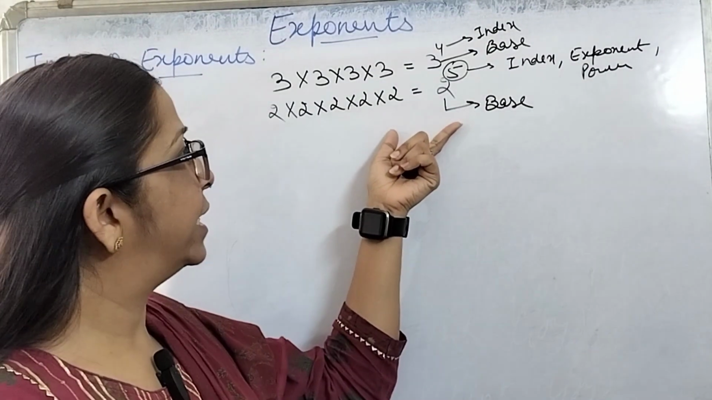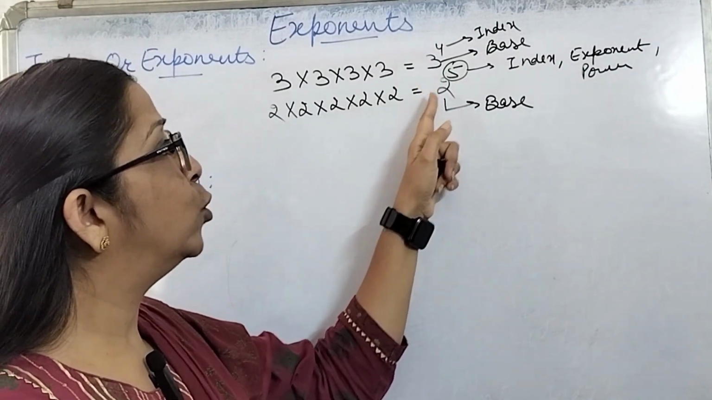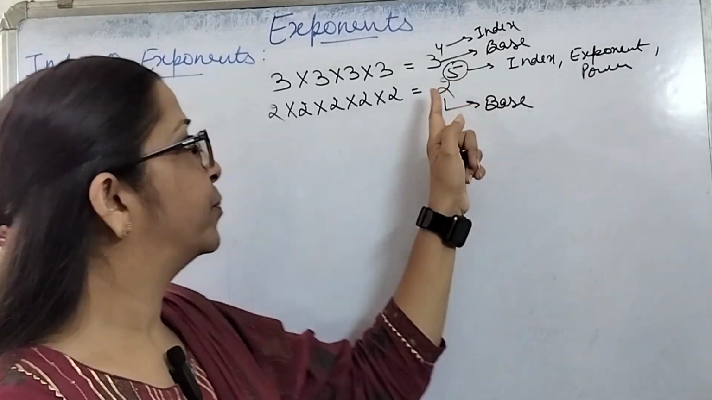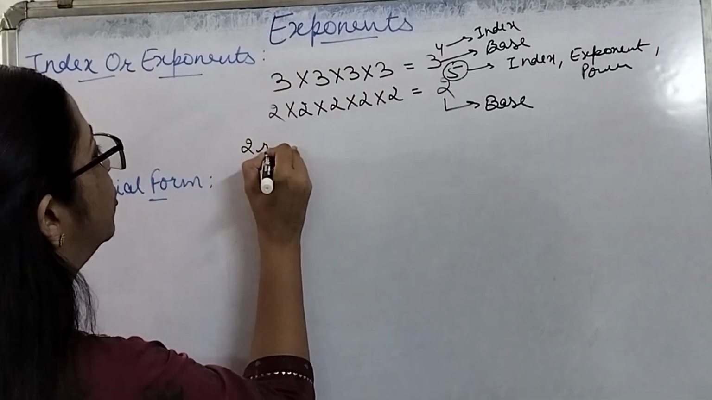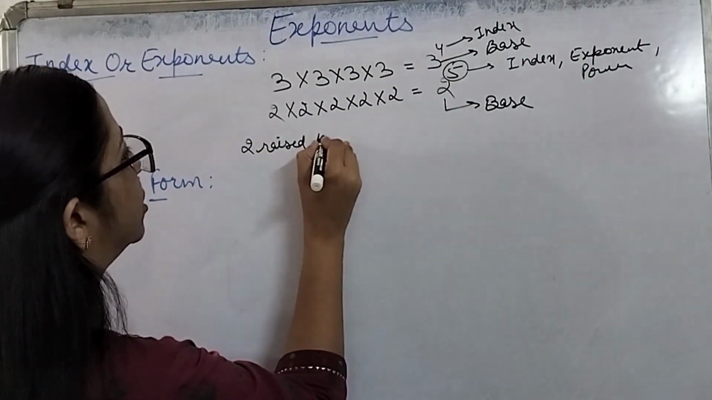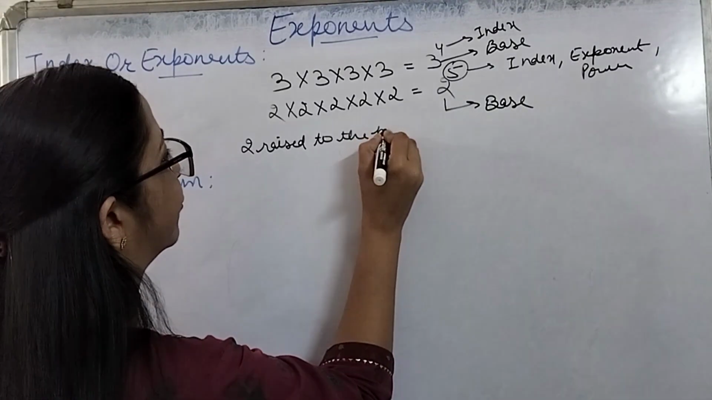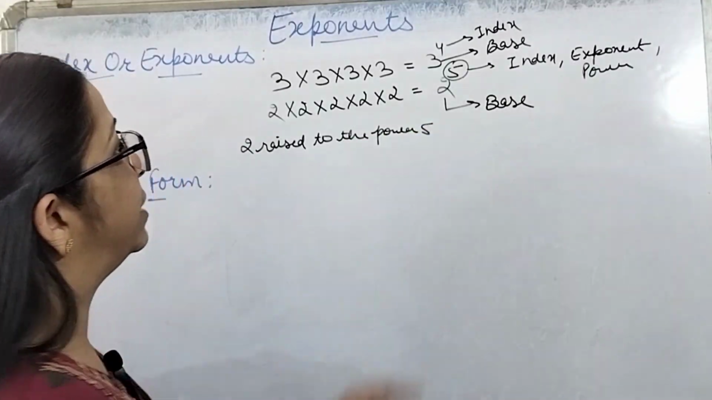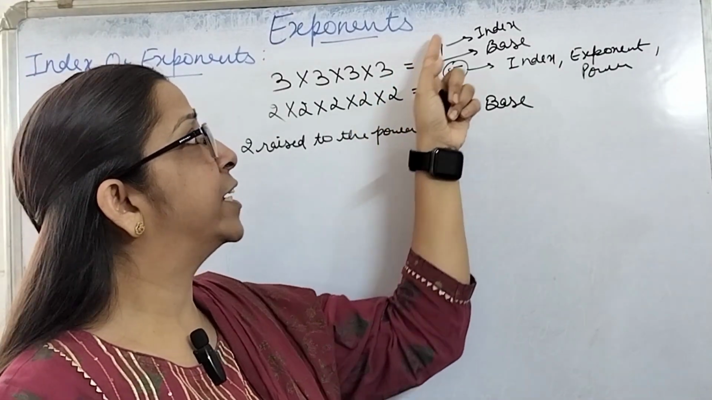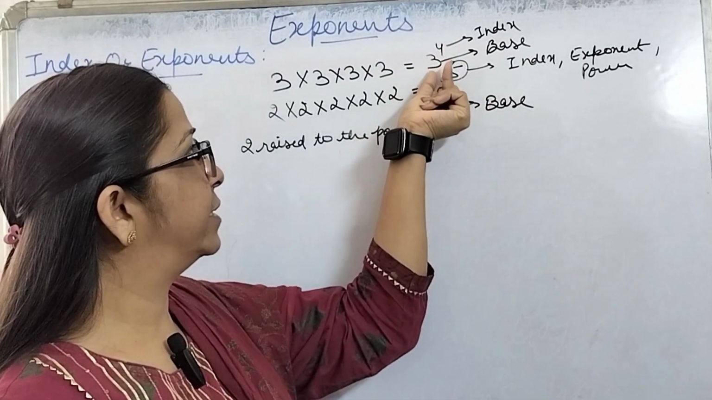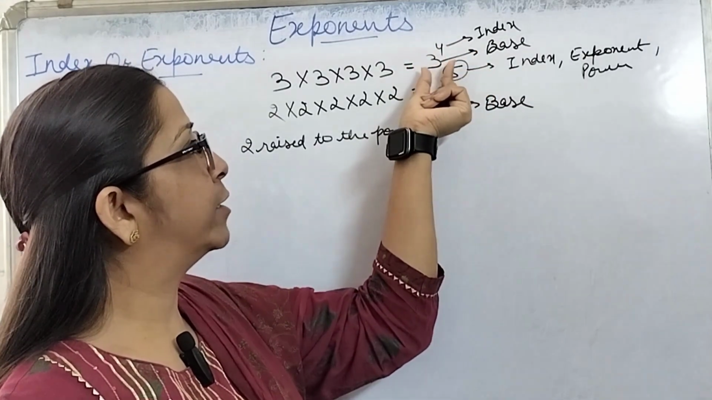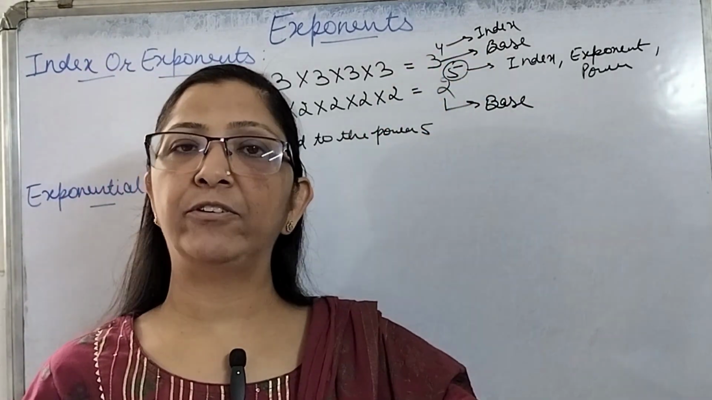And how can we read it? It can be read as 2 raised to the power 5. Similarly, if it is written as 3 to the 4, it can be read as 3 raised to the power 4.